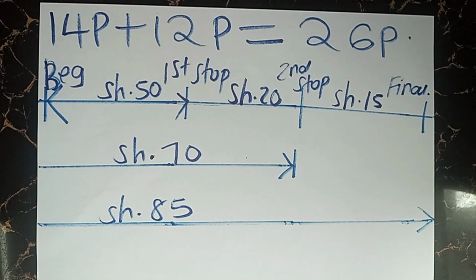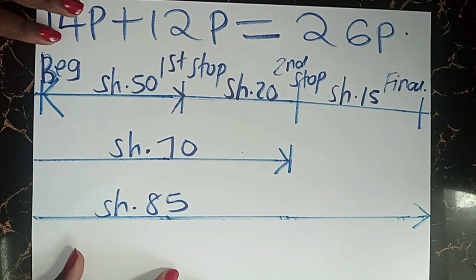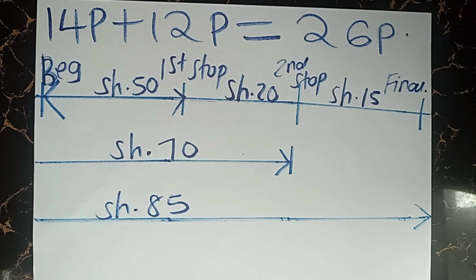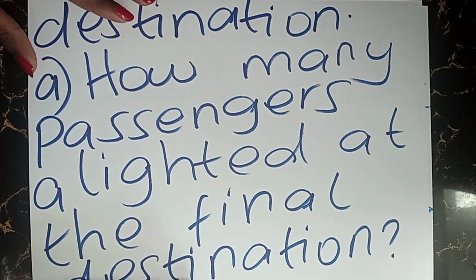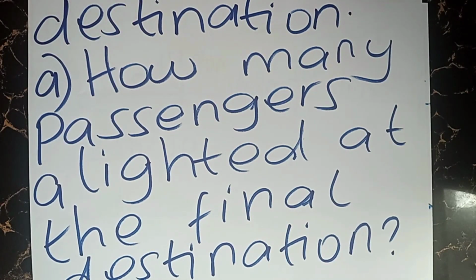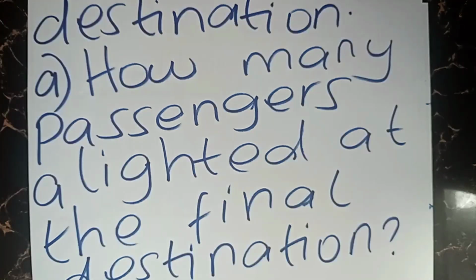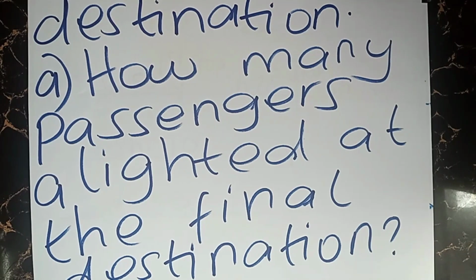Okay, so we finished writing everything that we need to write. Let's look at the question. What is part A asking us to do? How many passengers alighted at the final destination? Okay, so part A is asking us to calculate the number of passengers that alighted at the final destination.